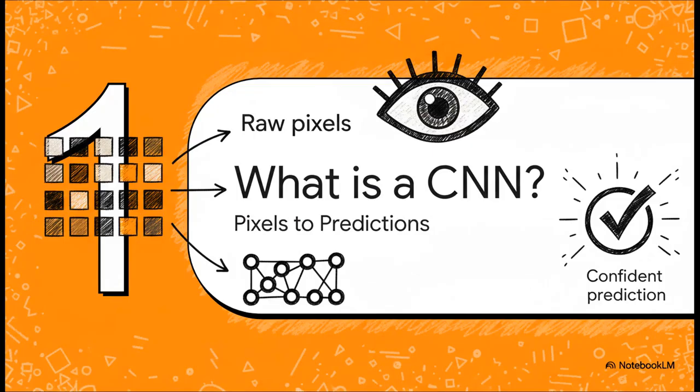So, let's start with the big question. What exactly is a CNN? Well, at its heart, it's a machine that literally learns how to see. It takes a bunch of raw pixels and turns them into a confident prediction.